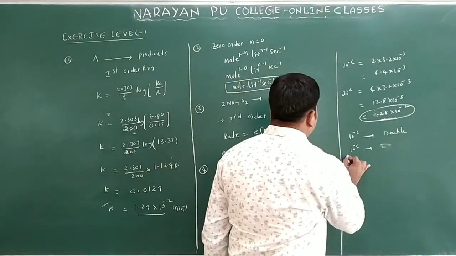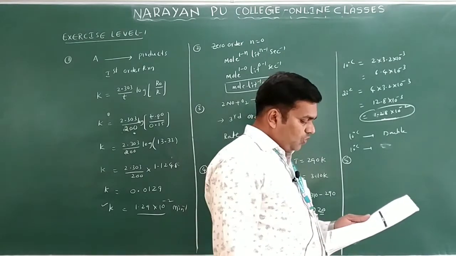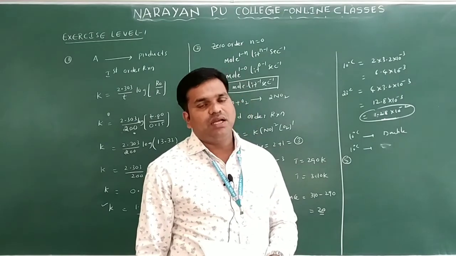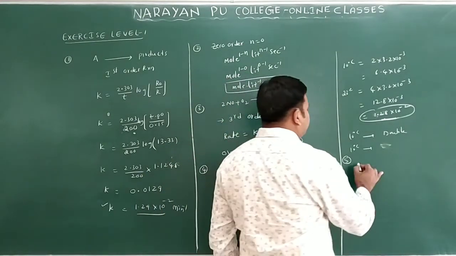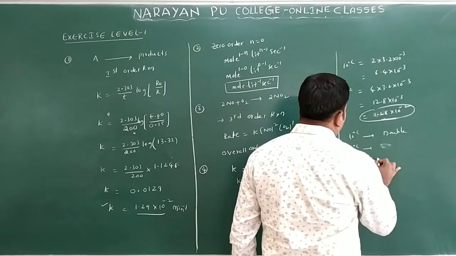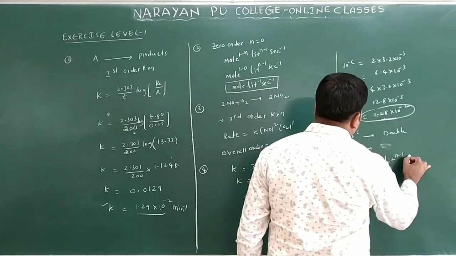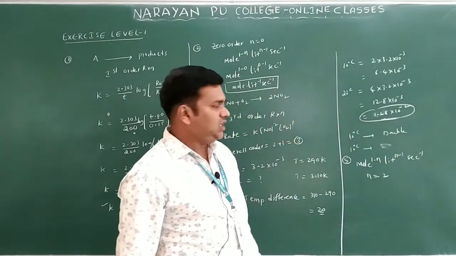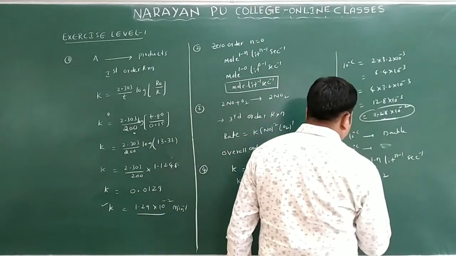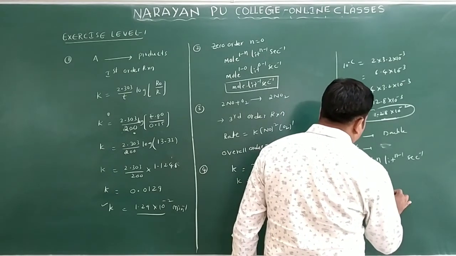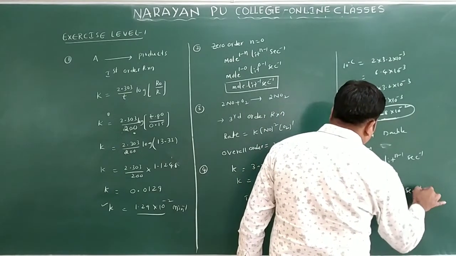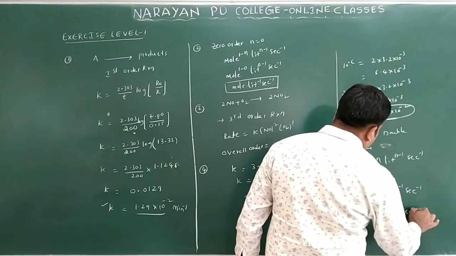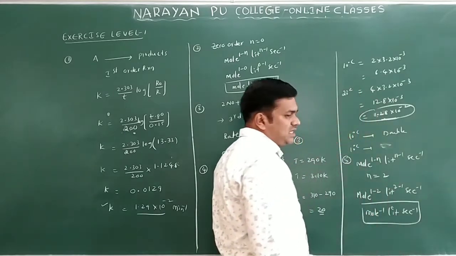Now question number 5. From the following, which is the second order reaction? They have given units of the rate constant, and they ask which one is second order. What is the formula we have? Mole power 1 minus n, liter power n minus 1, second inverse. What is the n value? 2, because it is a second order reaction. From this we write mole power 1 minus 2, liter power 2 minus 1, second inverse. What you will get here? Mole inverse, liter, and second inverse.